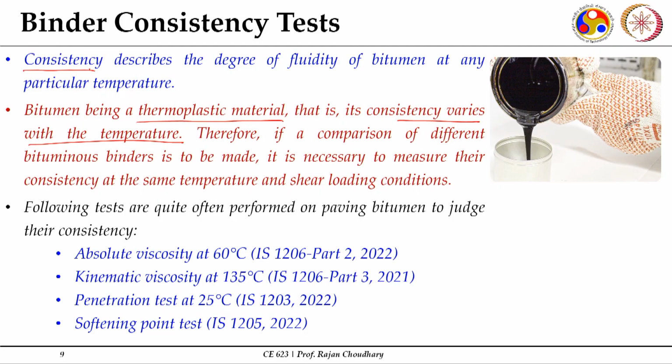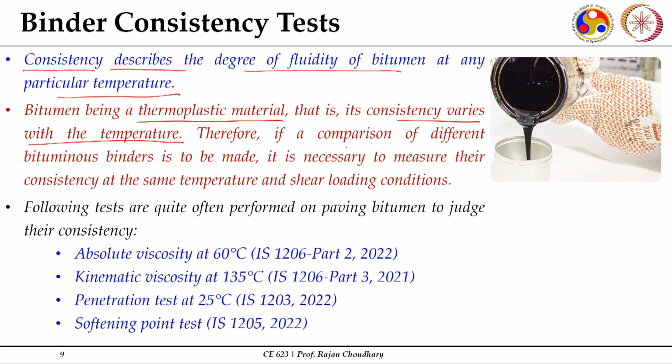Now, if I want to compare bitumen from two different sources, that means I have to compare them at the same temperature. Specifically, that is the important thing, same temperature and same shear loading conditions also. So, consistency describes the degree of fluidity of bitumen at any particular temperature. This is important.